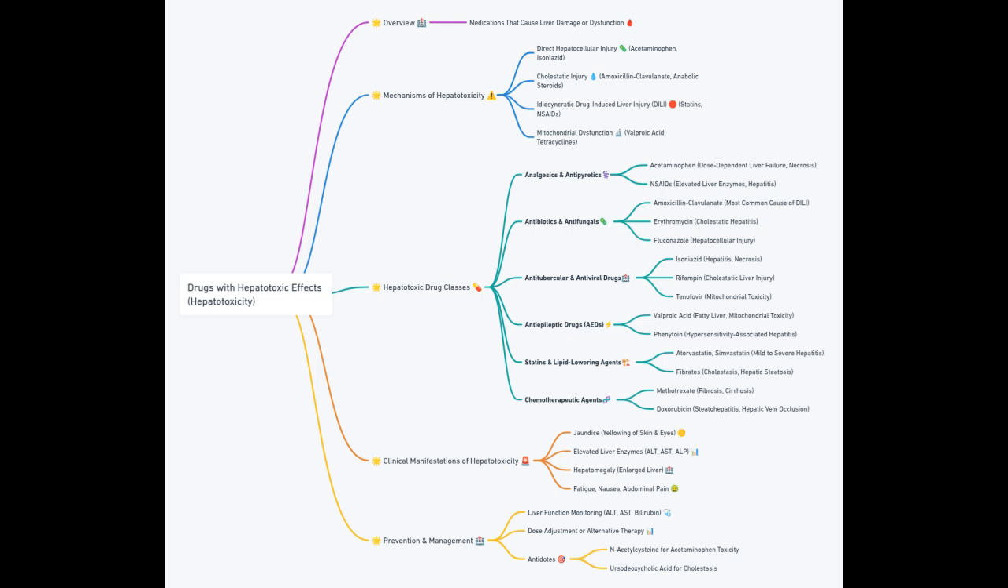with hepatotoxic effects. Drug-induced liver toxicity is a common cause of liver injury, and it accounts for approximately half of the cases of acute liver failure and mimics all forms of acute and chronic liver disease. And more than 900 drugs have been implicated in causing liver injury.